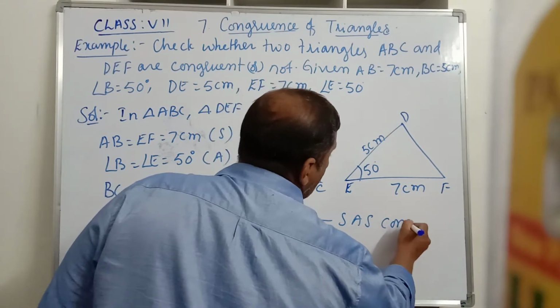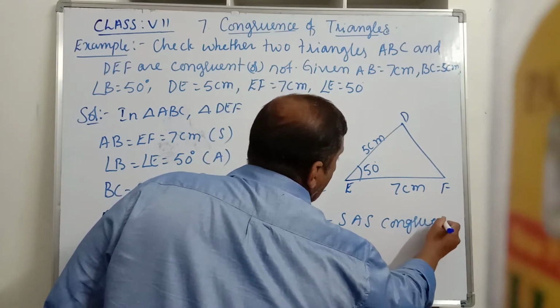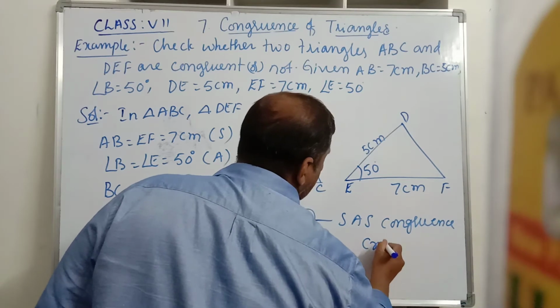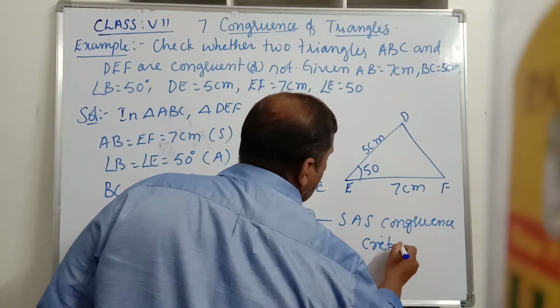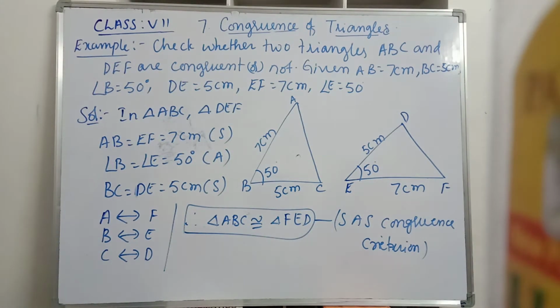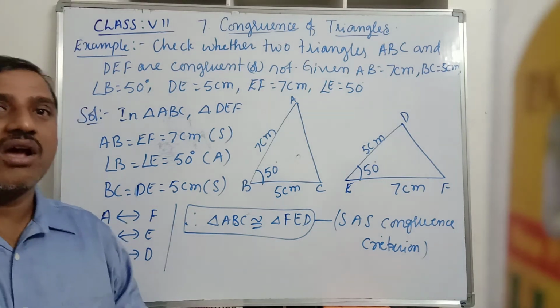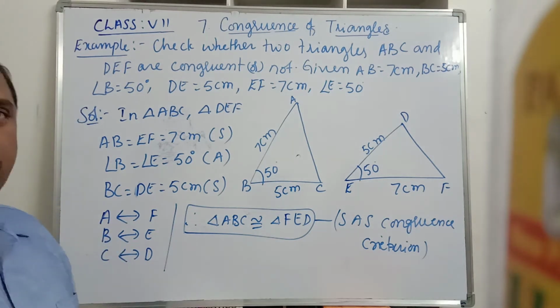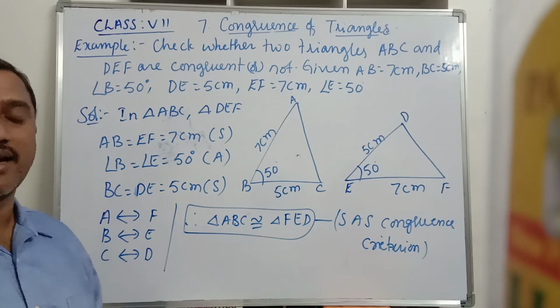SAS congruency criterion. Like this, we can prove these two triangles are congruent triangles. Clear? Next, we will discuss ASA congruency criterion.